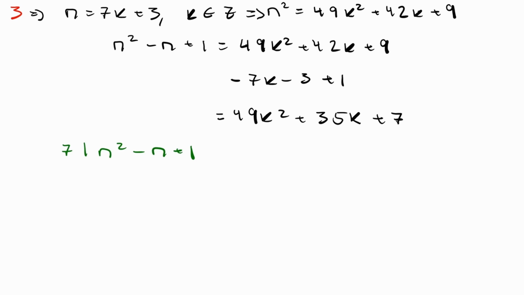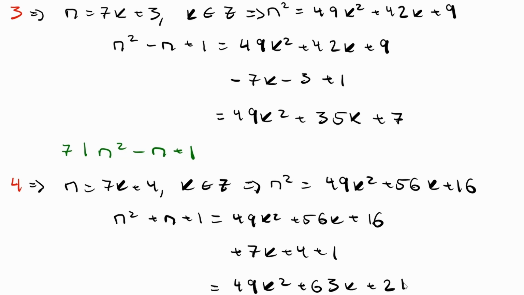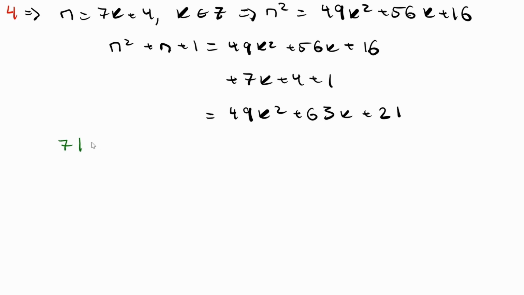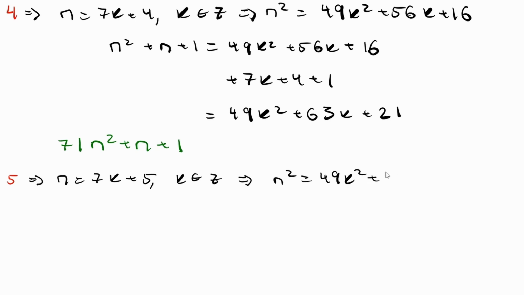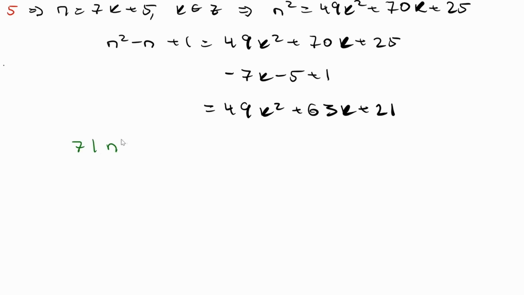The cases for remainders of 4 and 5 are very similar. For 4, we get that n again is 7k plus 4, and we obtain that n squared plus n plus 1 equals 49k squared plus 63k plus 21. Again, we have 7 times 7, 9 times 7, and 3 times 7 in each term. Therefore, 7 is a common factor of this expression. And for 5, we get that n squared minus n plus 1 equals 49k squared plus 63k plus 21. And again, 7 is a common factor of this expression, and therefore the whole thing is divisible by 7.